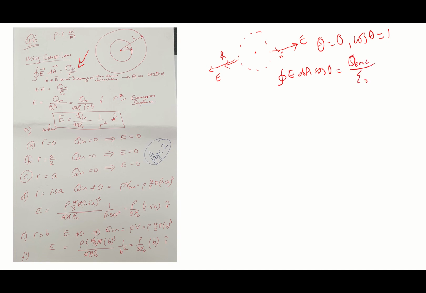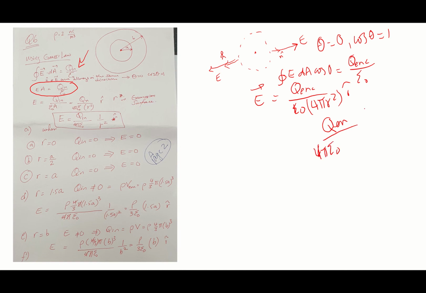Okay, and from here, that's why I have this equation, where E is equal to Q enclosed over epsilon naught times the area, which is the surface area 4 pi r squared, and of course r hat, because it's a direction. So that means my electric field for any part A, B, C, D, E, F, all of them, is equal to Q enclosed divided by 4 pi epsilon naught, and then 1 over r squared.